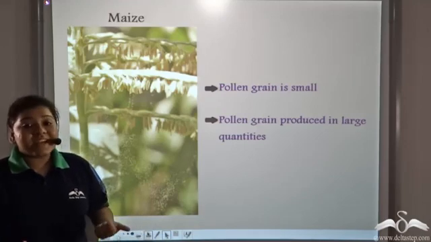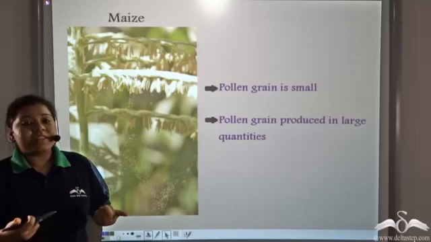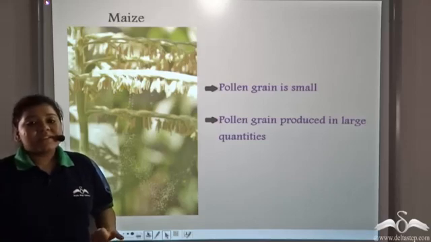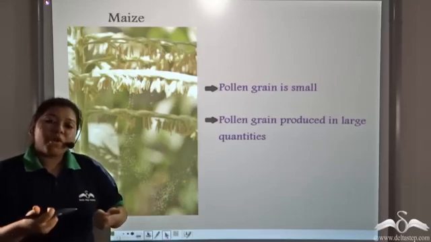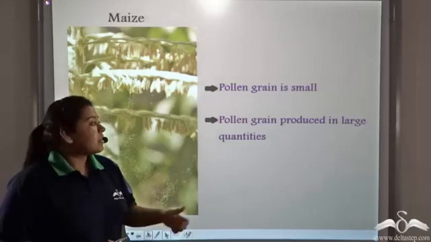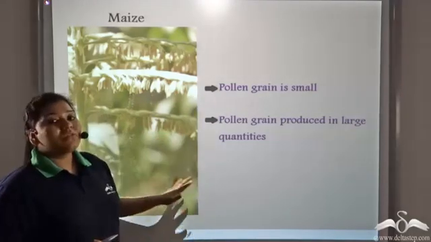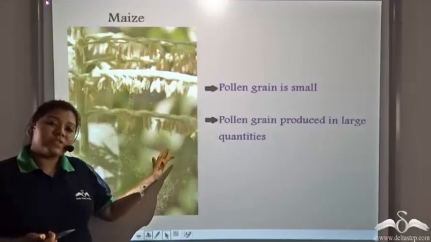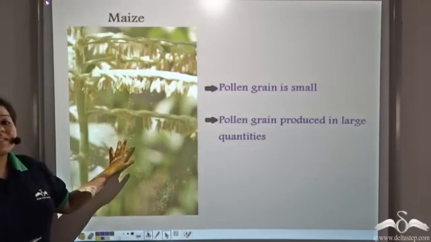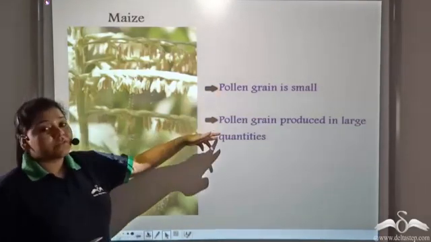If the wind direction is not right, then pollination won't take place. So to ensure that pollination takes place, a large amount of pollen grains is produced in these plants. So these are the two modifications.